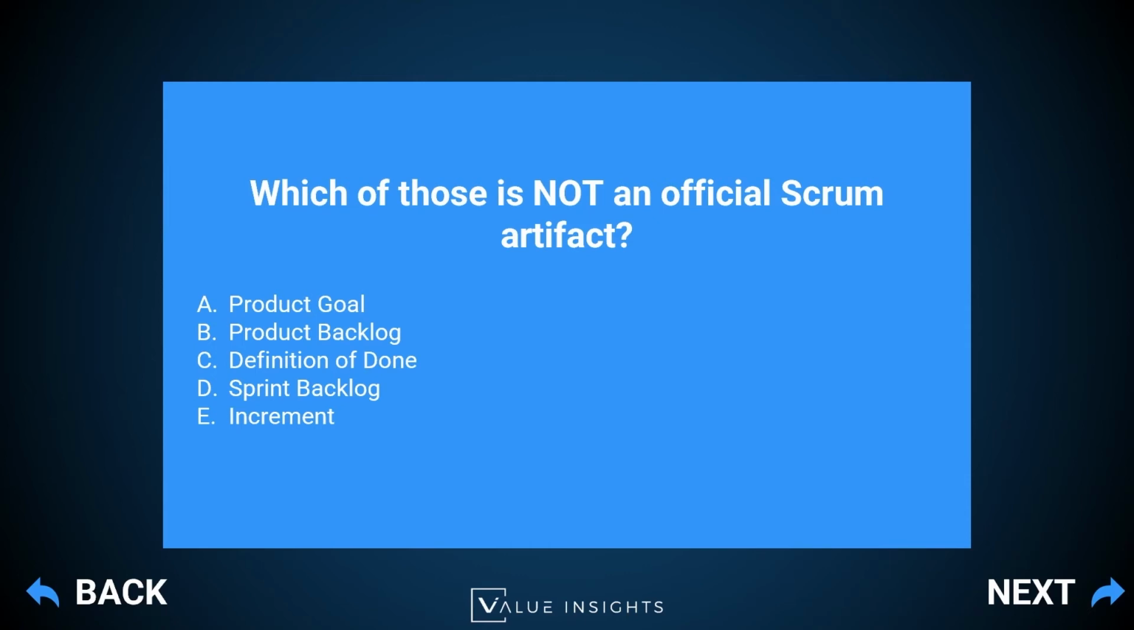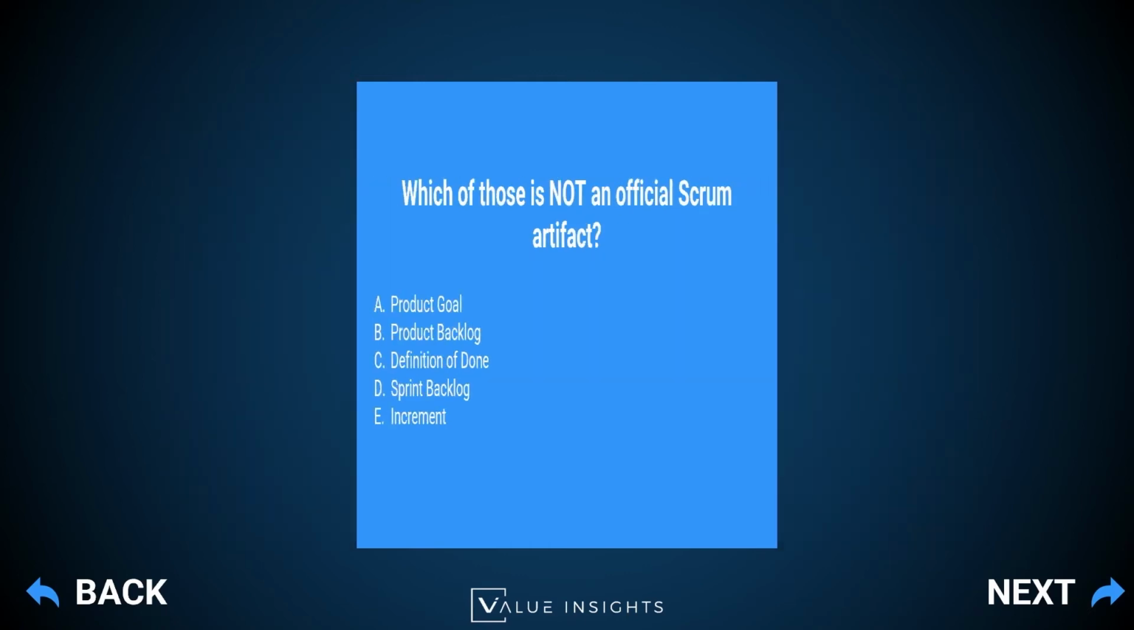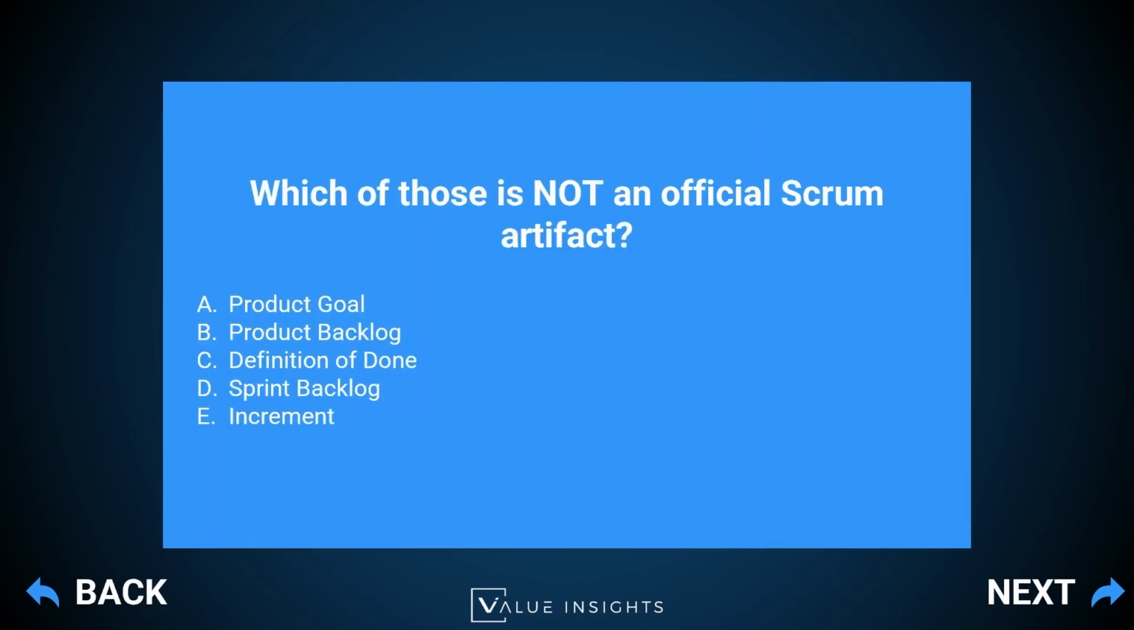And now let's have a look at the answers, which are A and C. So A and C are product goal and definition of done. Let's remember, based on the Scrum Guide, what are the official artifacts? The official artifacts are 3, and there are 3 of them: the sprint backlog, the product backlog, and the increment. So the product goal and definition of done are actually commitments which are associated with those artifacts. But the 3 official Scrum artifacts are sprint backlog, product backlog, and increment.